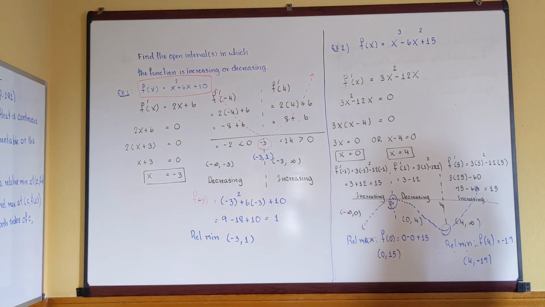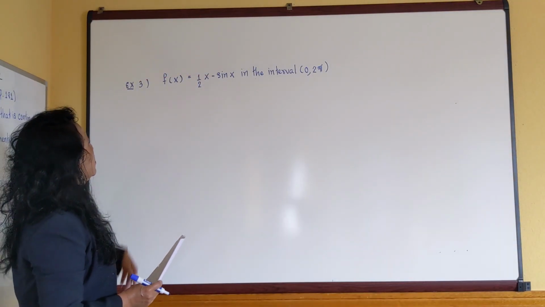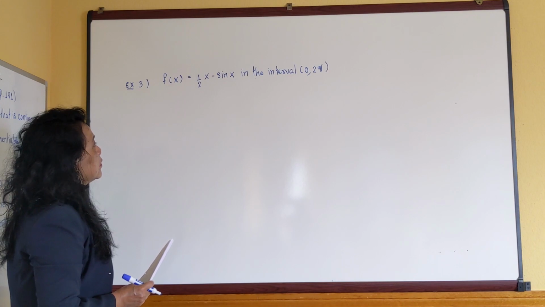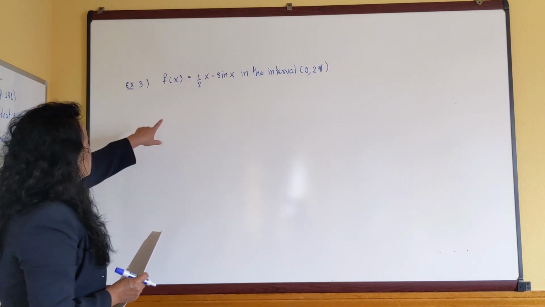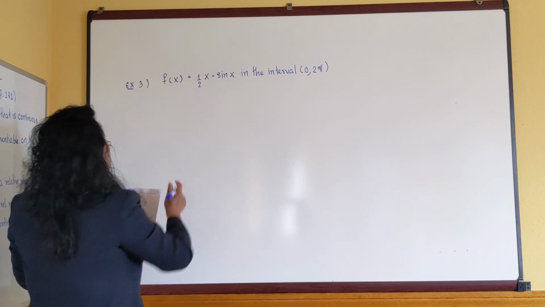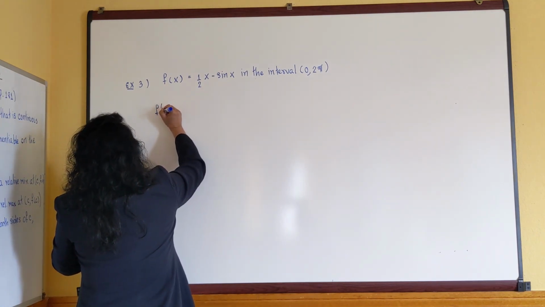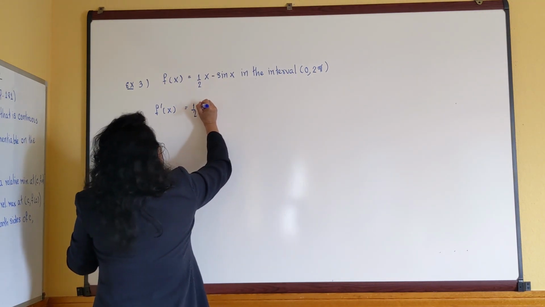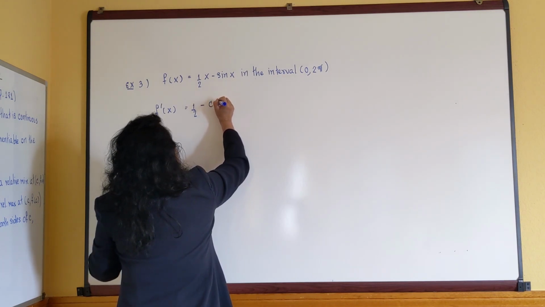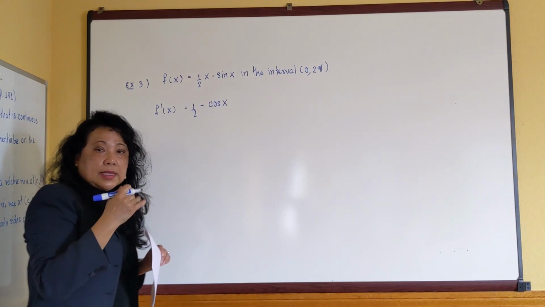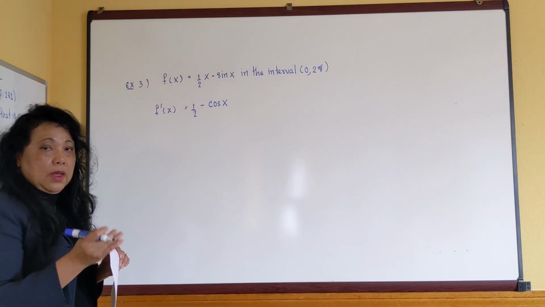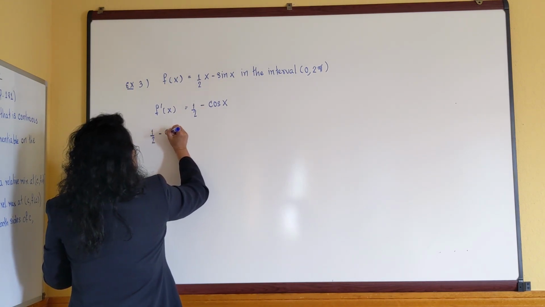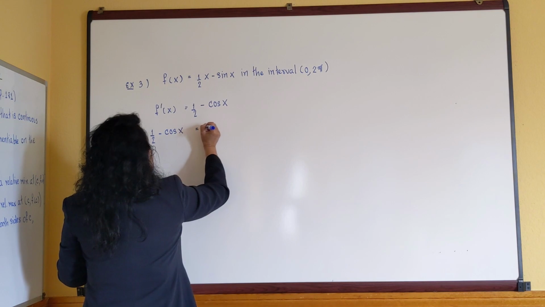Let's look at the next example. Hi, let's look at this example. f of x is equal to 1/2 x minus sine of x on the interval 0 to 2 pi. So first thing we're going to do, we're going to take the derivative. Derivative of 1/2 x is 1/2. Derivative of sine of x is cosine of x. Alright? Second step, we're going to set it equal to 0 and solve for x. So I'm going to do 1/2 minus cosine of x equal to 0.